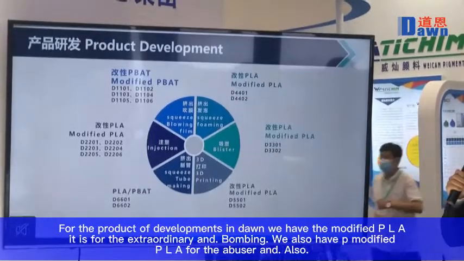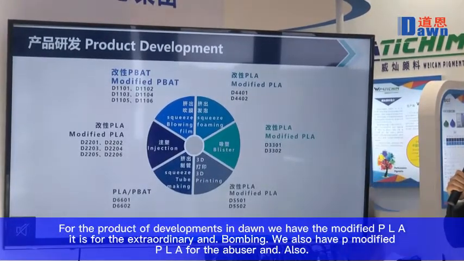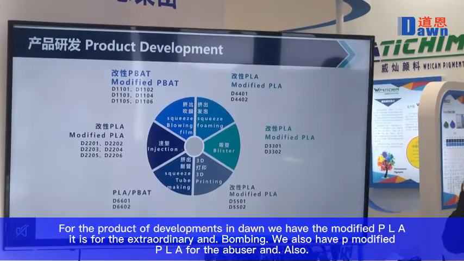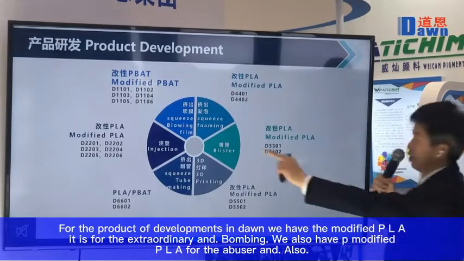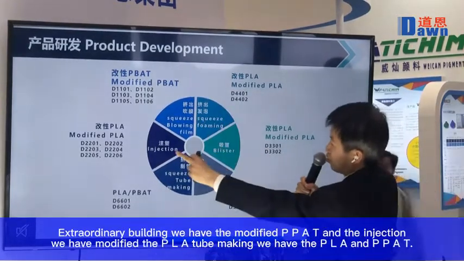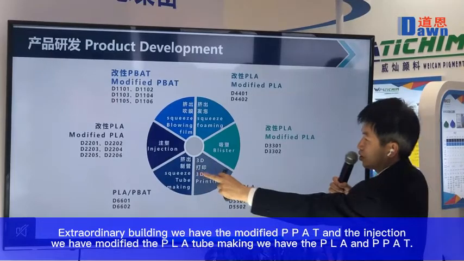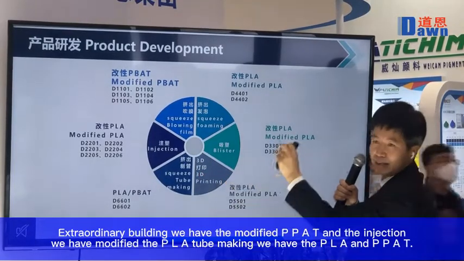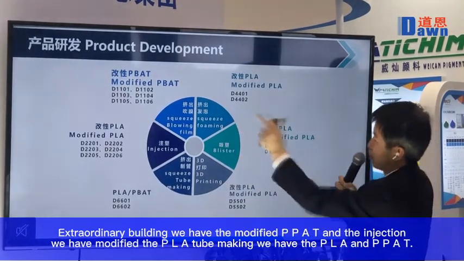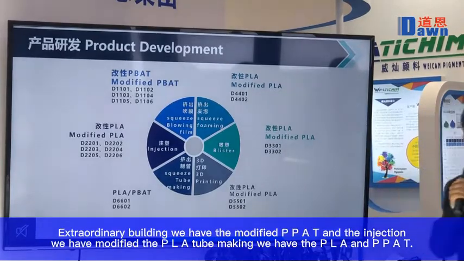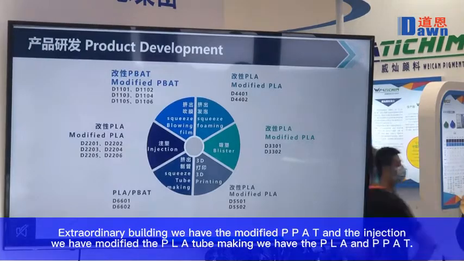For the product development at Dawn, we have the modified PLA for extrusion and foaming. We also have modified PLA for the booster and for extrusion bonding. We have the modified PBAT, and for injection we have modified PLA. For tubing making, we have the PLA and the PBAT.